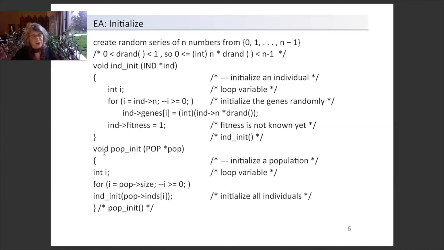We need also to initialize the population. Here, as parameter, we have a pointer to a population. We have a loop variable I. For I, we are setting it to population size, that is how many individuals we have in the population. Each time we are decrementing the value of I and comparing with 0. While it is greater than or equal to 0, we will continue in the loop.